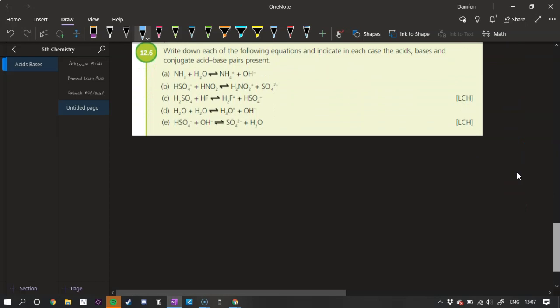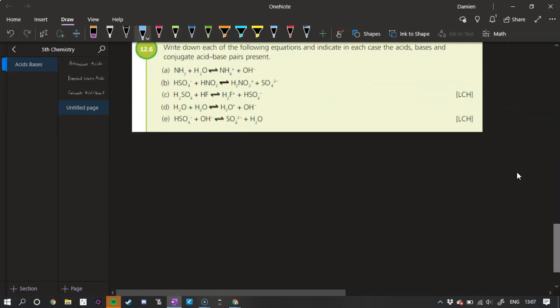Okay, moving on to 12.6. Write down the following equations and indicate in each case the acids, the bases, and the conjugate acid-base pairs present. We'll try one or two of these; we won't go through all of them. They should be straightforward. So NH3 plus H2O gives you NH4 plus OH minus. On this one, the H2O is turning into OH minus, so this must lose a hydrogen at some point. If it's losing the hydrogen, it can only lose it to NH3.